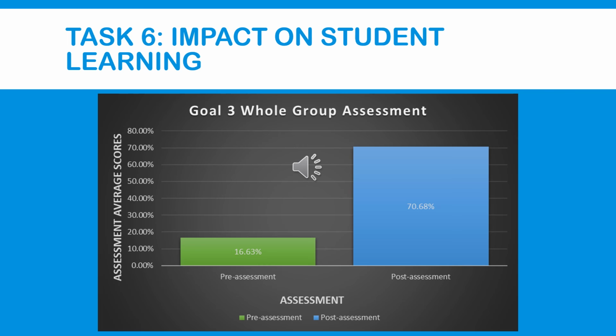My Learning Goal 3 assessment for the whole group did start out extremely low at 16.63%, but the students as a whole did improve to 70.63% on their post-assessment, even with the errors, and I was very proud of how much the students had improved on Learning Goals 1, 2, and 3.